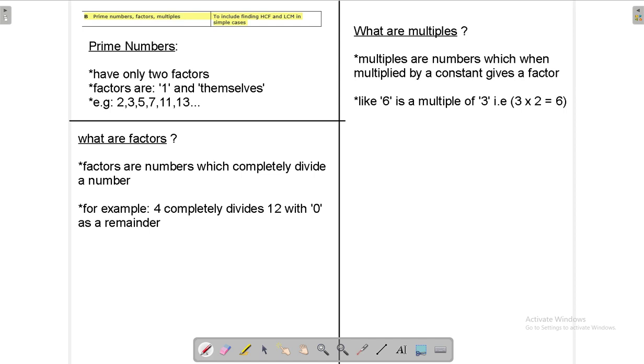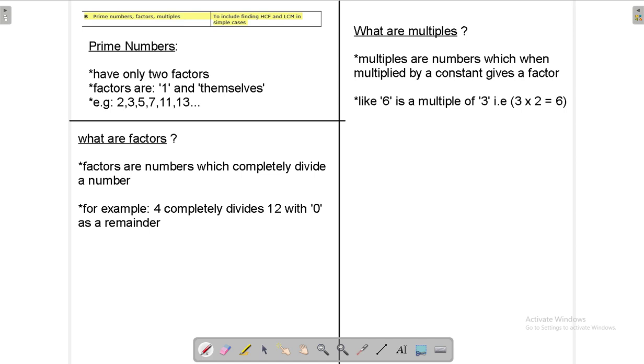Alright, so in this video we're just going to focus on prime numbers, factors and multiples, to include finding H.C.F and L.C.M, and I'm going to show you how to actually take out H.C.F and L.C.M in simple cases. So first off, what are actually prime numbers?